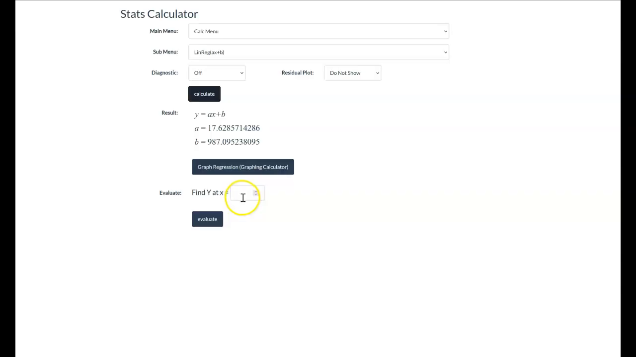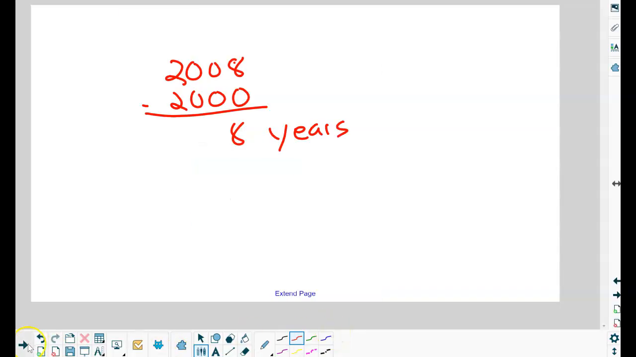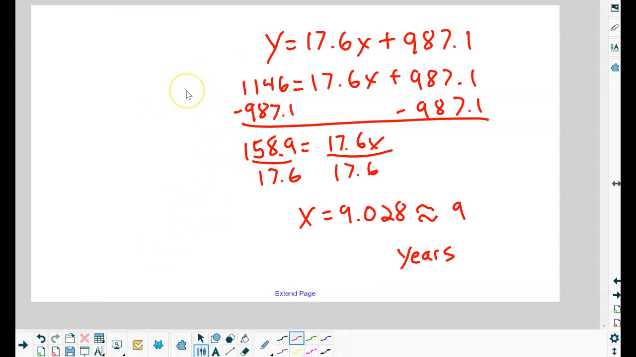Okay. All right. Now here, we don't have an X to plug in, because remember, they want to know the number of new cases. So this is what you're gonna do. You got to set up an equation. So I'm starting with this 17.6x plus 987.1. Remember, I rounded to the nearest tenth. And then for the y, I put in the number of new cases they want, 1,146. And now I'm just going to solve the equation. Okay, so I'll subtract 987.1 on both sides.